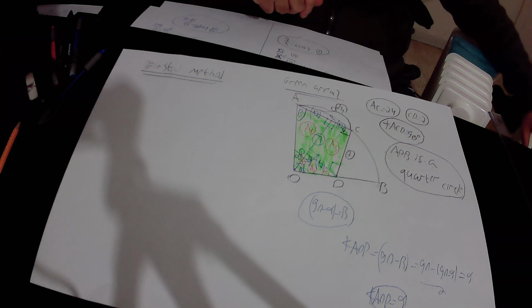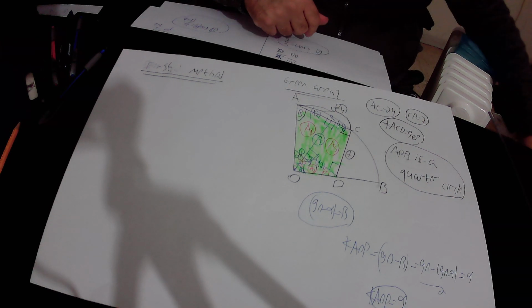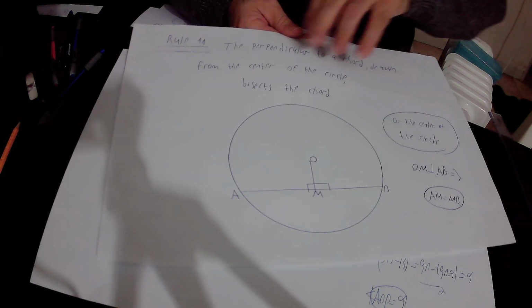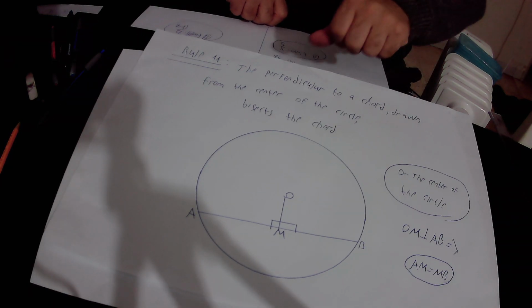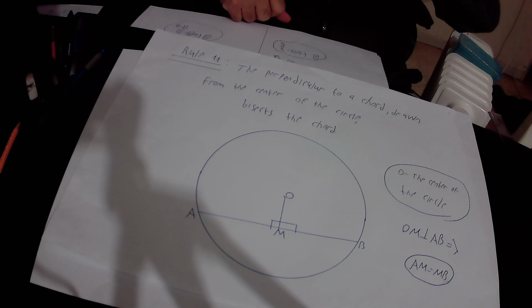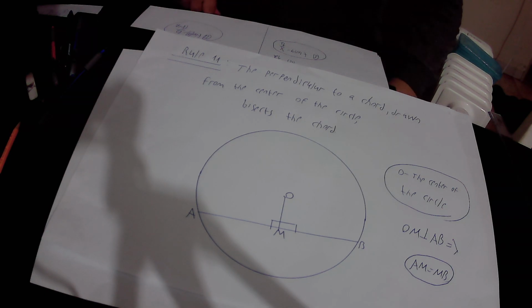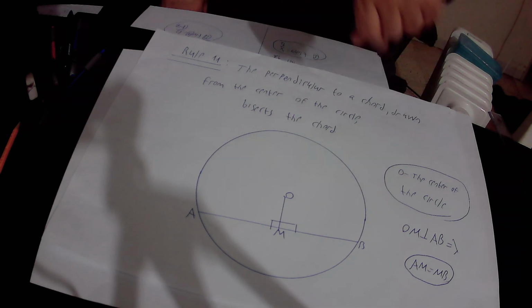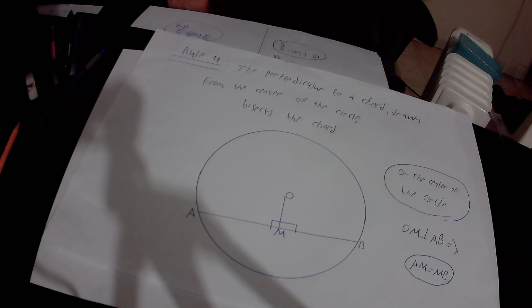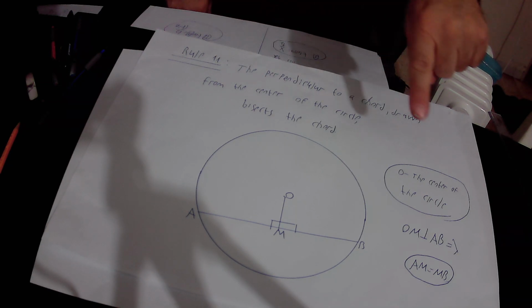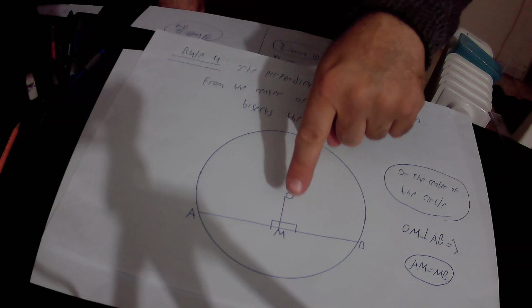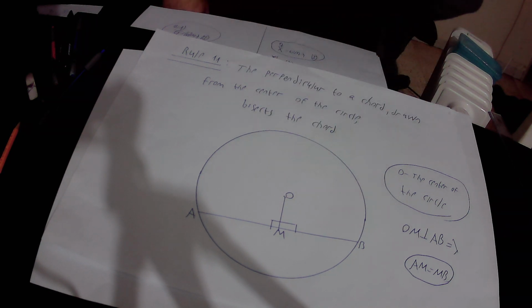And here we have rule number 11. According to rule number 11, the perpendicular to a chord drawn from the center of the circle bisects the chord. Point O is the center of the circle. From point O, we draw perpendicular OM on chord AB. That is to say, this angle equals 90 degrees and this angle equals 90 degrees according to our construction.